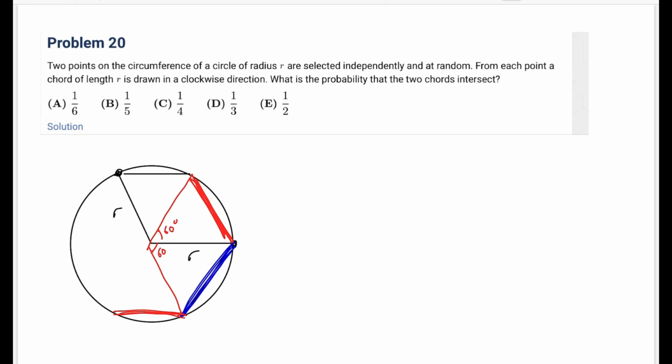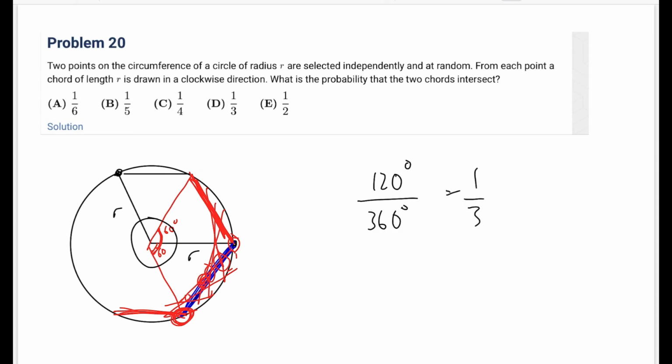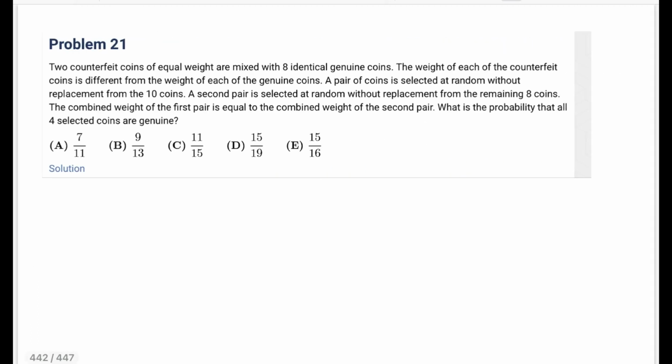So this intersects, this intersects, this intersects, everything until this point where this point intersects. So the degree measure is 120 degrees. So it's 120 degrees over the total of 360 degrees. This is 1/3. The answer is D.